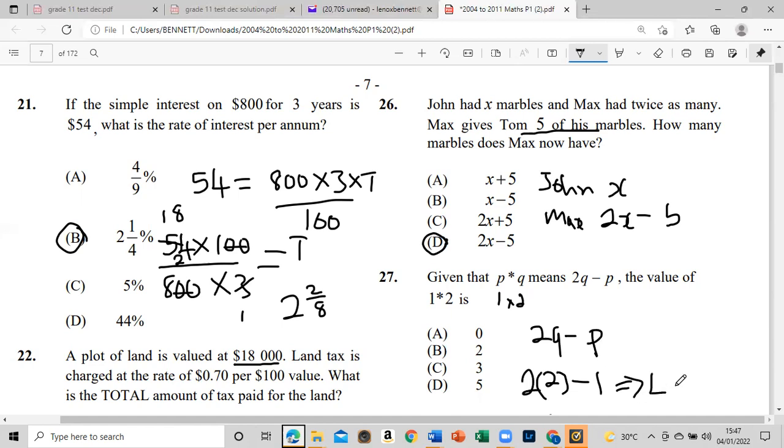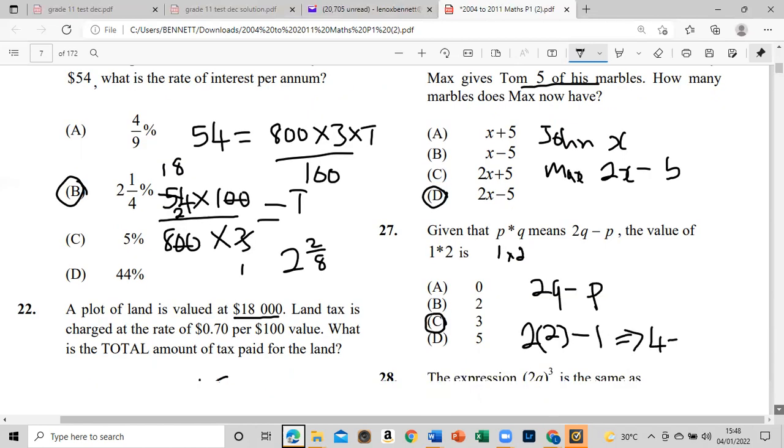4 minus 1, that is 3. So our answer for that one is 3. But they're very smart, they turn on the letters, because sometimes students do not look. They will think say a 1, 2 minus 1 is 2 minus that. That's easier than it is.